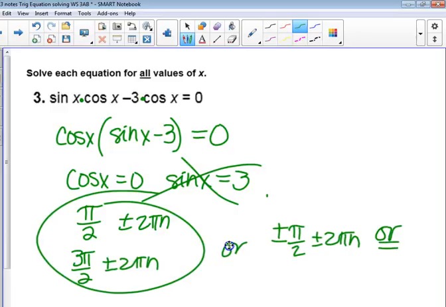Or, this is fine, but aren't those straight across from each other? So we could say pi over 2 plus or minus pi n, but yeah. I'm fine. You don't have to get all fancy with me, okay?